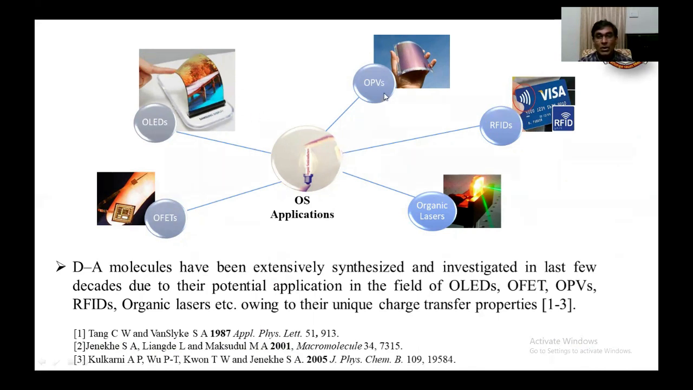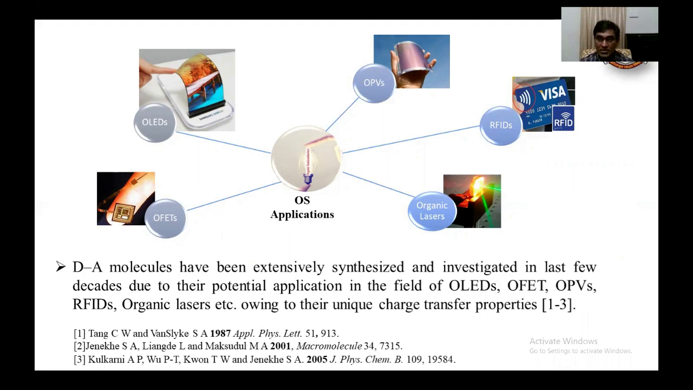organic lasers. And within this kind of organic semiconductors, the DA molecules, D stands for donor here, A stands for acceptor. Means within a molecule, one part acts as an acceptor and the other acts as a donor. And the electronic transitions take place within this molecule from donor to acceptor when these molecules are excited.